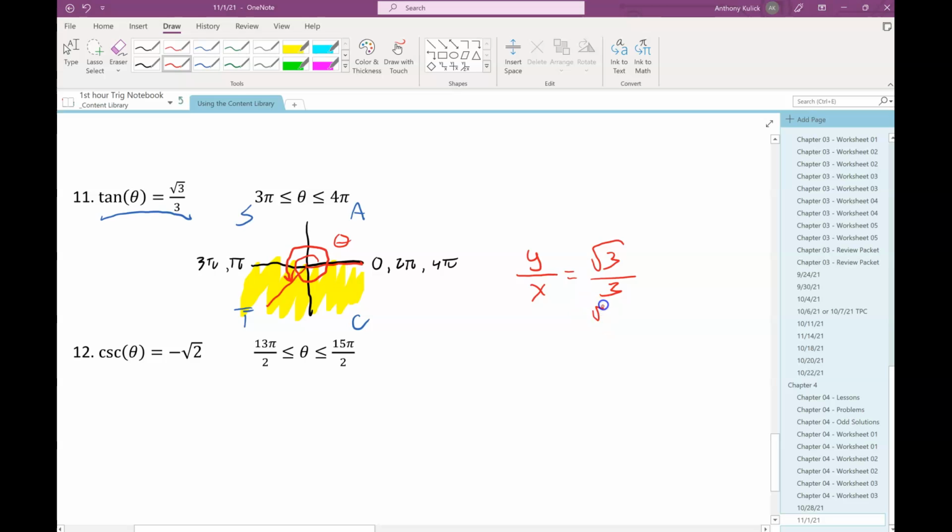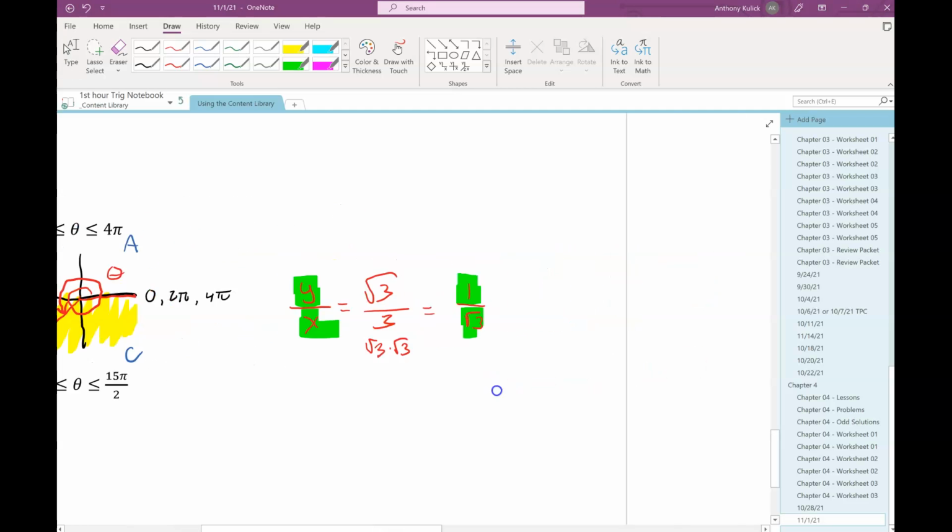well, I can think about regular 3 as root 3 times root 3. So I could reduce this to 1 over root 3 and then go to the unit circle and look for a place where the y-coordinate has a 1 in it and a place where the x-coordinate has a root 3 in it. So that's what I'm going to do.